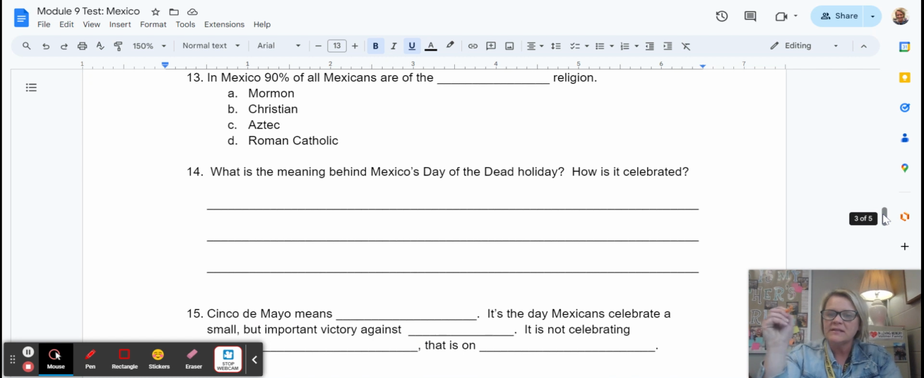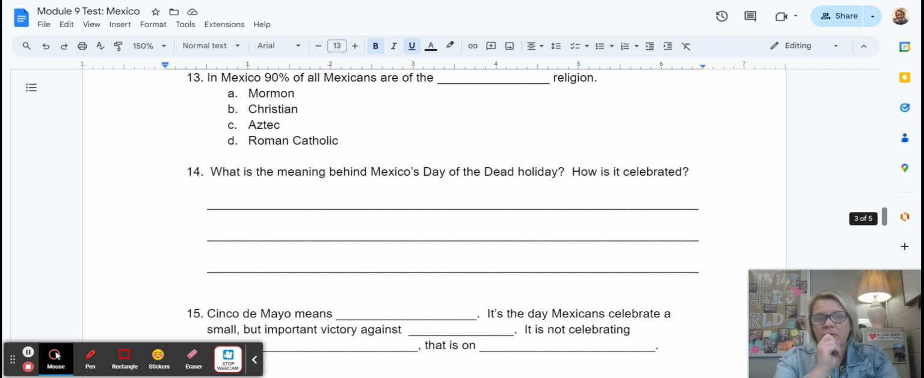Now you may pick your pencil up, and by number 14, could you do 2 stars? Then put your pencil down. That's a reminder that there are 2 questions. You need to answer them both, and you need to answer them both in complete sentences. What's the meaning behind Mexico's Day of the Dead holiday? What are they doing? What's the purpose of it? And then how do they celebrate it? What are some specific things that they do in order to celebrate that holiday?